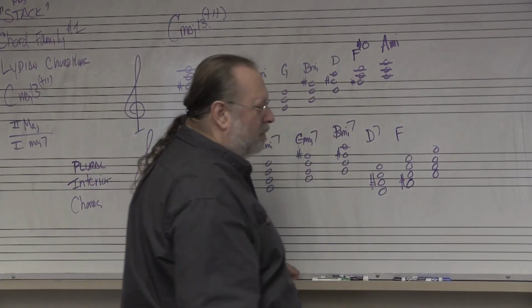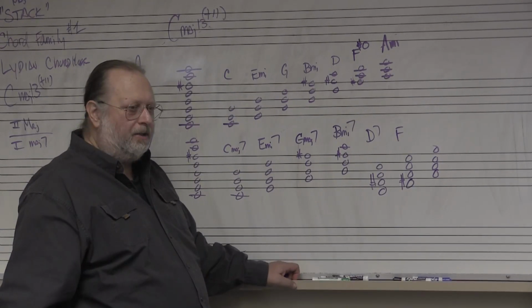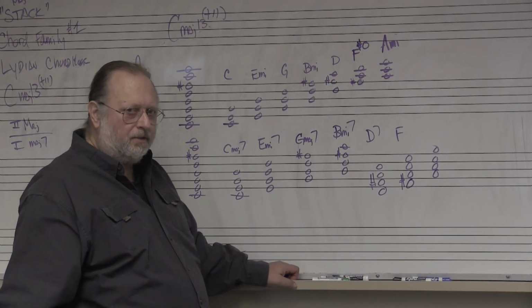And what's that? F sharp what? F sharp, A, C, E. F sharp minor, what? 7 flat 5, right? Shh.